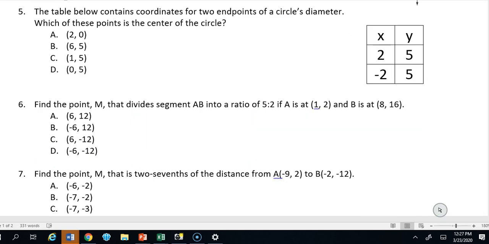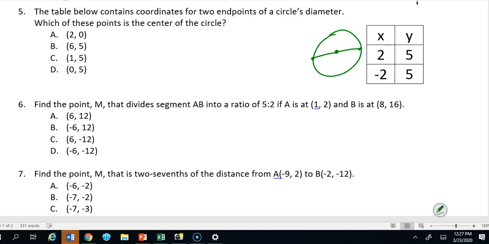So number 5 says the table below contains coordinates for 2 endpoints of a center circle's diameter. Which of these points would be the center of the circle? Well, if we have a circle and we have the points of a diameter, then the center obviously is going to be the midpoint.